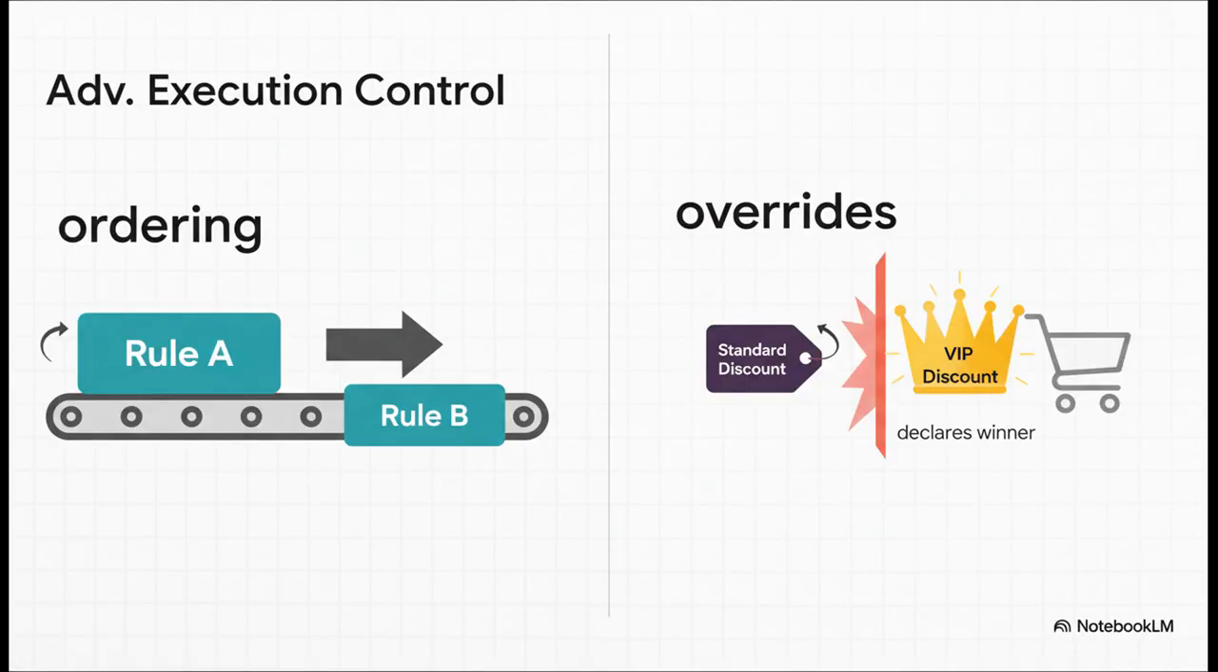But what if you need more fine-grained control? Well, you've got other tools in your belt. Ordering is for when you need a strict sequence, like Rule A must run before Rule B, no exceptions. And overrides is perfect for that discount scenario we talked about. It's a way to just flat out declare that the VIP discount rule always beats the standard one if they both apply. No numbers needed.